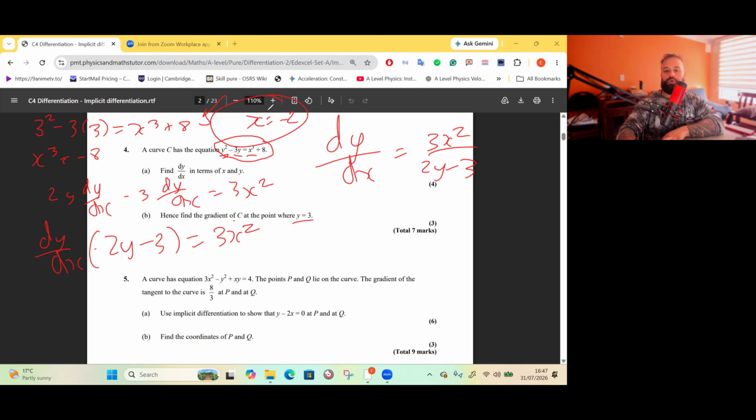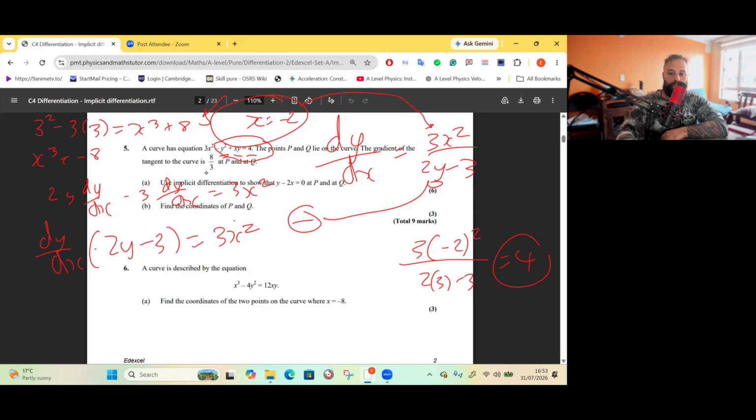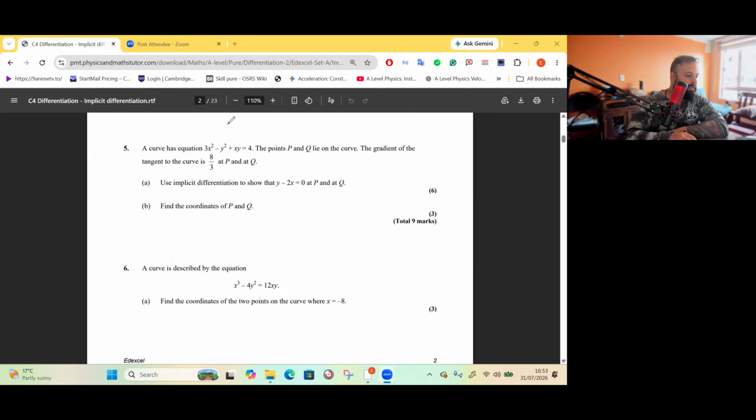All right. So we've now got x and we've got y, and we can plug in the y over there, and we can plug in the x over there. We do this calculation and we get the number 4. So I'm going to do question number 5 now, and we're told that the gradient is 8 over 3. So we're going to differentiate all of this.